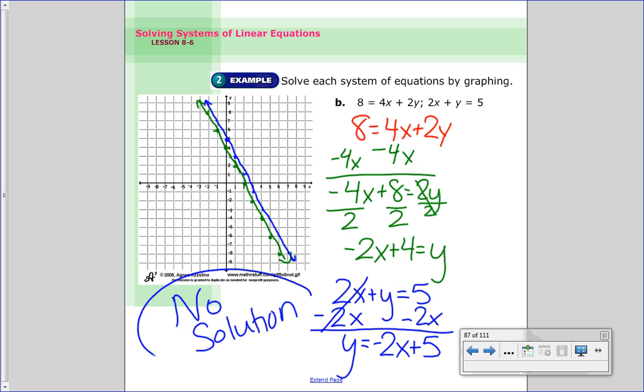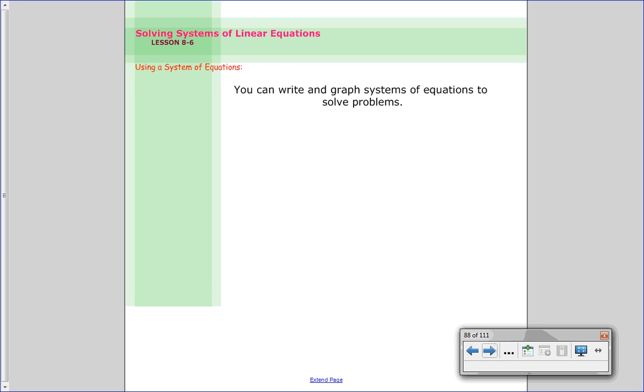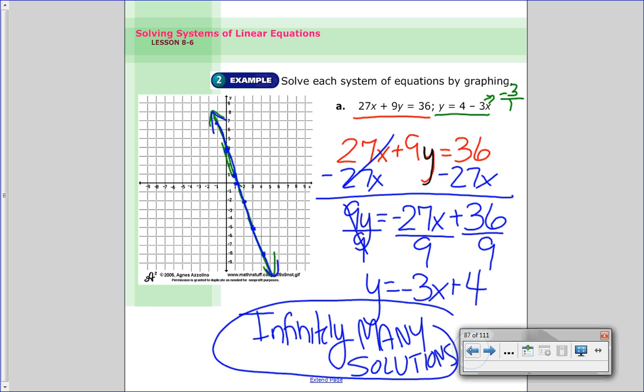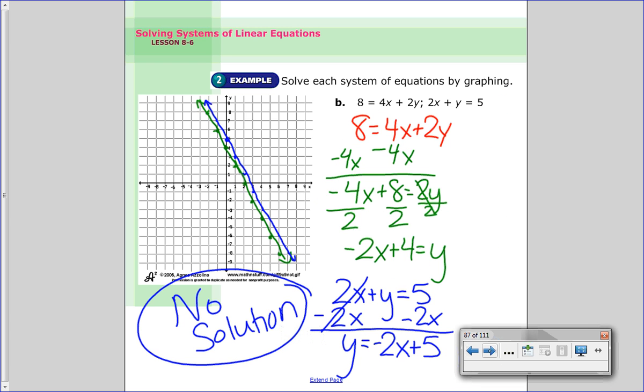All right. So when you do these graphs, there are 3 different things that can happen. First, you could have a point of intersection, and that would be your answer. You could have, like that last one, they share the same line, and there are infinitely many. Or if they share no points in common, there's no solution.